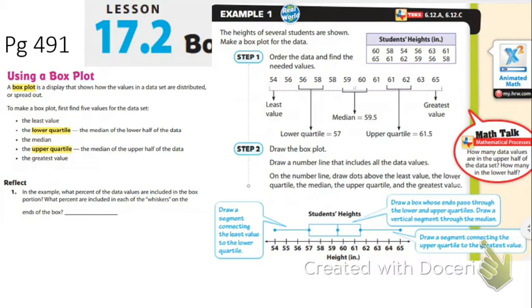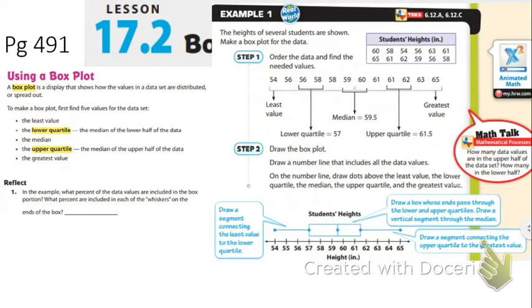Alrighty, so here they're telling us, in the example, what percent of the data values are included in the box portion? What percent are included in each of the whiskers on the ends of the box plots? Well, here, ladies and gentlemen, what we did here, we broke up the data into several groups. But what they want to know is what percentage of the data is represented right here in just the box portion of it? Well, 50% of the data is.